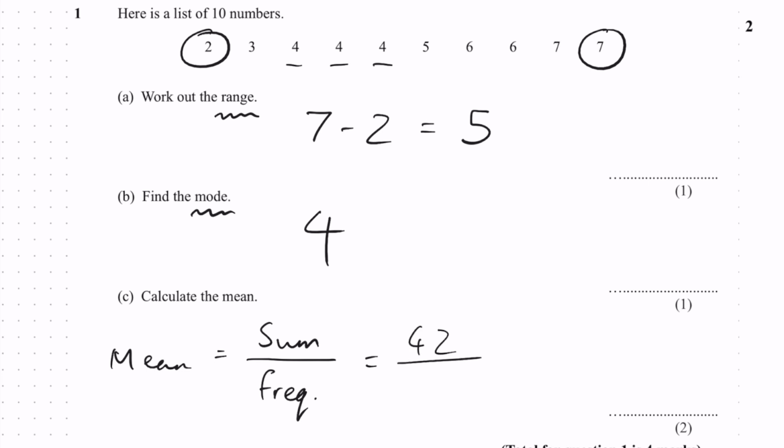I'm then going to divide that by the frequency, so the number of things I have in that list, which is 10. And 42 divided by 10 is equal to 4.2. So, there you have it.